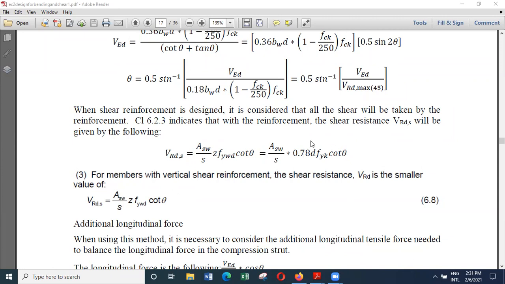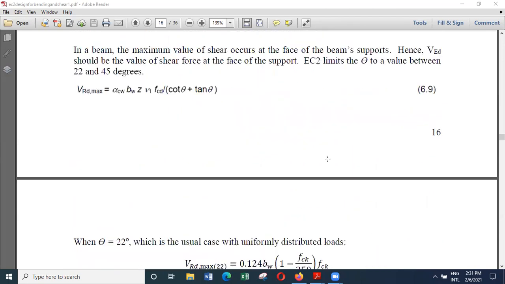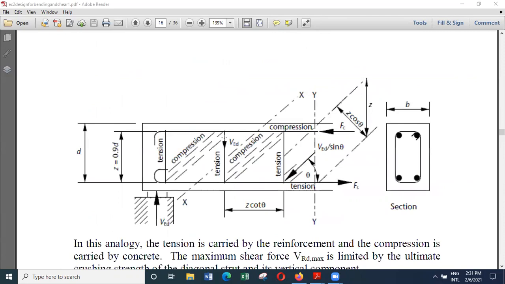So when you divide 0.9 by 1.15, you get 0.78. So the equation given in the code is this, and this is the equation we generally use by substituting 0.9d for Z, and for this we substitute fyk over 1.15, where 1.15 is the factor of safety for material strength when we consider steel. So here we consider that steel is carrying all the shear force.